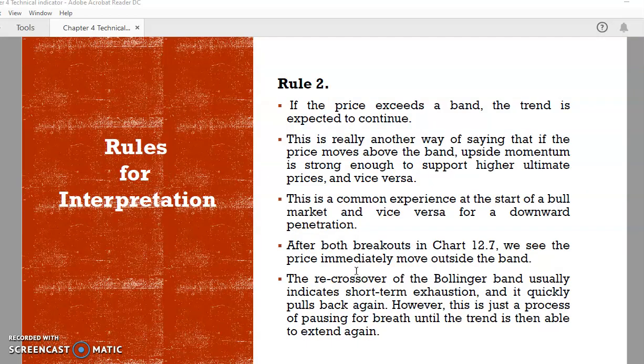Rule number 2. If the price exceeds a band, the trend is expected to continue. This is really another way of saying that if the price moves above the band, upside momentum is strong enough to support higher ultimate price, and vice versa. This is a common experience at the start of a bull market, and vice versa for a down penetration. The recrossover of Bollinger Band usually indicates short-term exhaustion and it is quickly pulled back again. However, this is just a pause for breath until the trend is then able to extend again.